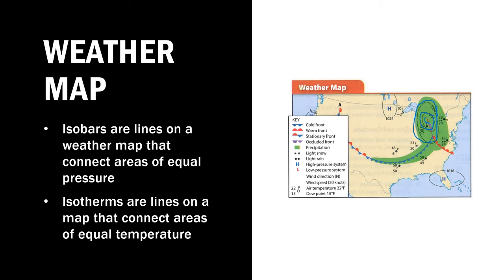And then isotherms would be the same sort of lines, but instead of measuring pressure, it's measuring temperature. So therms meaning temperature, bars meaning pressure. So this is just another way of looking at things, and this is how they truly determine where the high pressure system is versus the low pressure system.